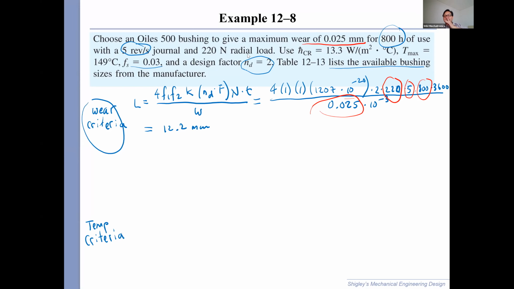Doing the same logic, actually, you can also manipulate the wear, right? The wear W. If I want less wear, my length has to be higher. If I want more wear, length has to be less. Obviously, do we want less wear or higher wear?